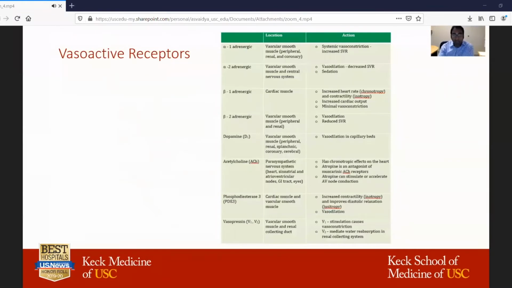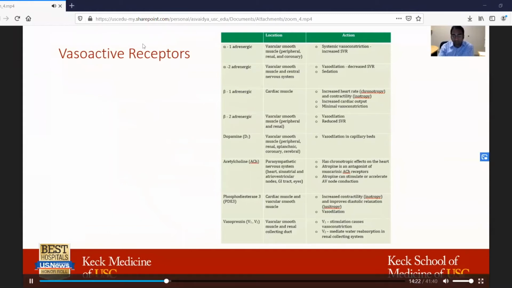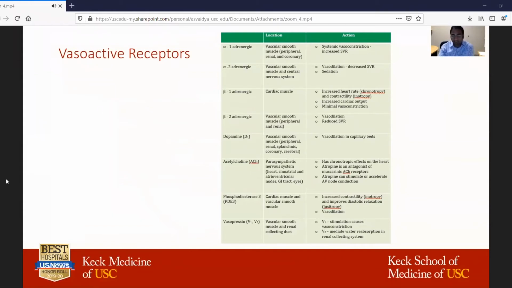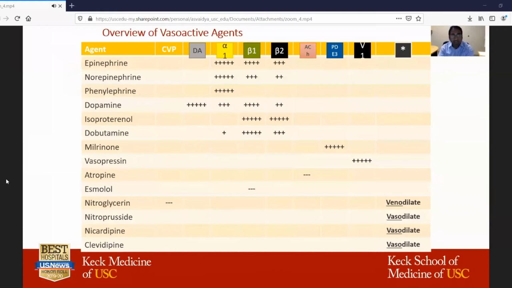Phosphodiesterase 3 inhibitors, in the setting of milrinone, can increase contractility and improve diastolic relaxation, so lusitropy. These are also found on cardiac muscle and vascular smooth muscle. Vasopressin V1 and V2 receptors are found both. V1 is found in the periphery and in vascular smooth muscle and causes vasoconstriction. V2 receptors are found in the renal collecting system, which can cause water resorption. It's important to understand those receptors because each of the agents that we'll use has differential effects on all of these receptors.